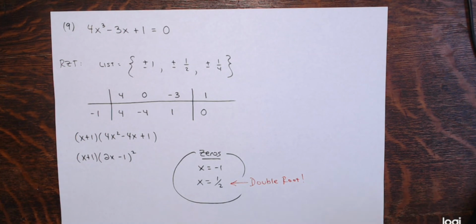And I'm hoping watching me go through these 9 examples here helps you in some way when you're trying to find the zeros of a polynomial function yourself.